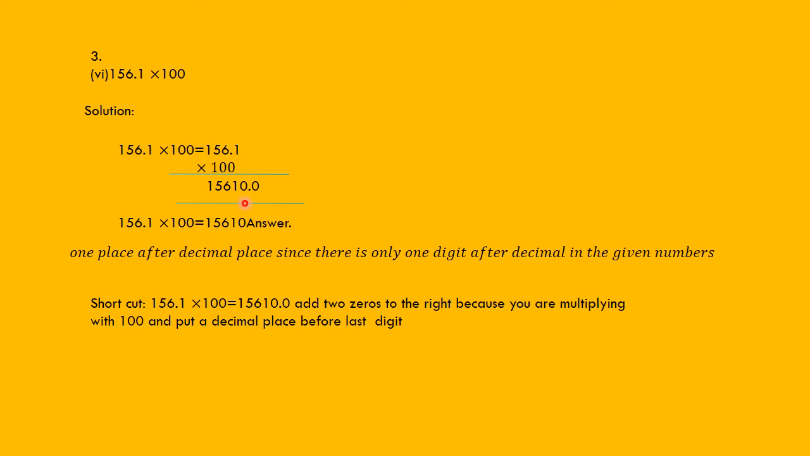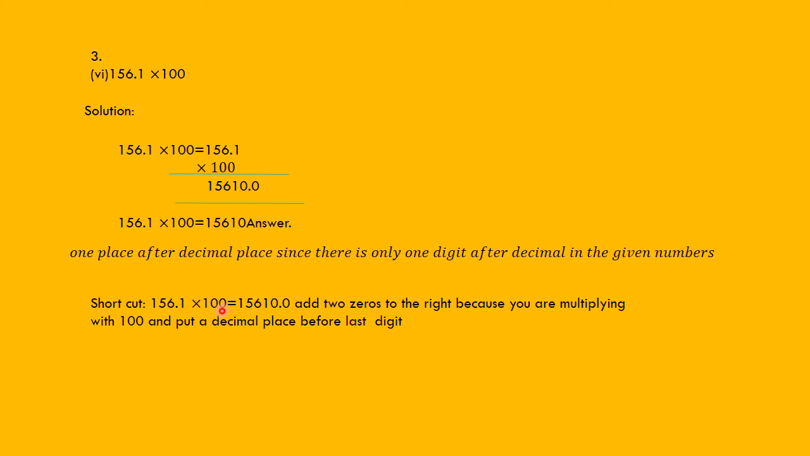Where do we have to keep the decimal place? Before only one digit you have to keep the decimal place, because we have only one decimal place. So if you are using a shortcut, how do you do it? You multiply 156.1 by 100. Because you are multiplying it by 100, 2 more zeros are added to the right of 1561, isn't it?